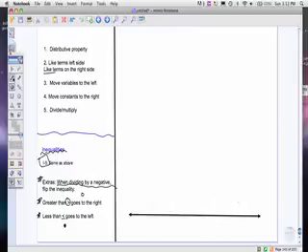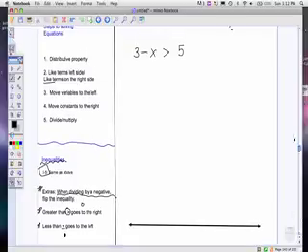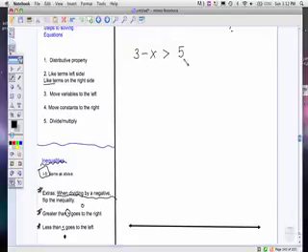Now, real quickly, if you're ever confused on a problem like this, I go to my steps and I see here distributive property. Do I have any distributive property? Well, the answer is no. Do I have any like terms on the left side? The answer is no. Do I have any like terms on the right side? Well, the answer is no. Now, move my variables to the left.